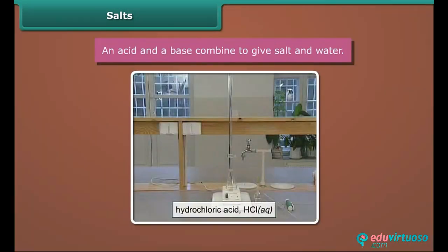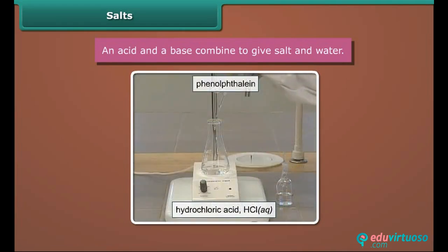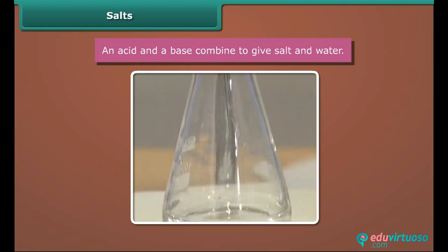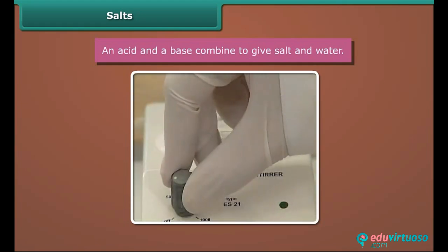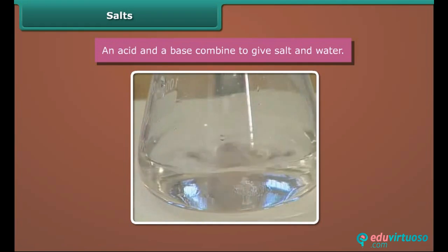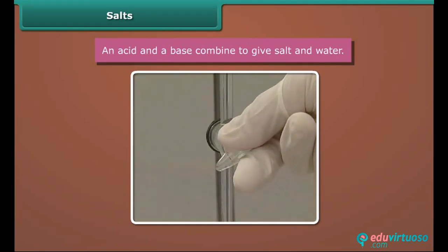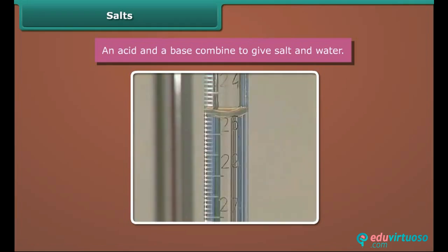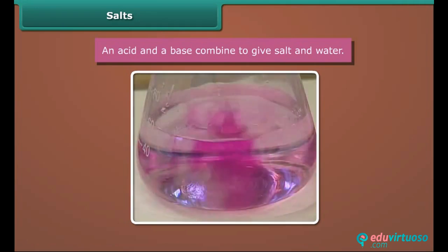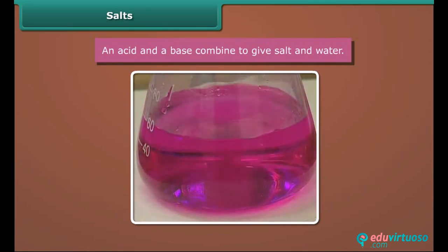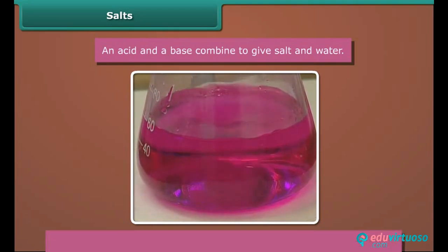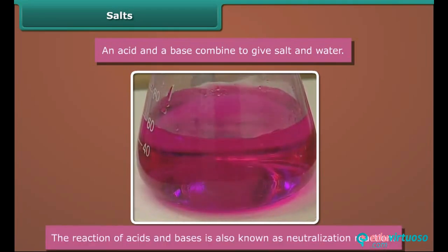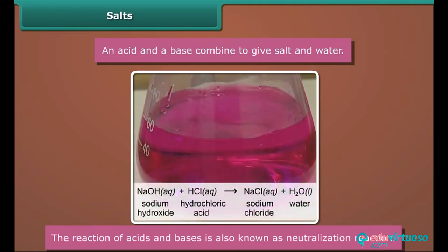Let's do the following experiment. Add some phenolphthalein to dilute hydrochloric acid. The indicator remains colorless in the acidic solution. Now we add a solution of sodium hydroxide in small portions. At a certain point, the indicator changes color, which means that the acid is completely neutralized by the sodium hydroxide and some excess hydroxide ions are present in the solution. The reaction produces salt, sodium chloride, and water. The reaction of acids and bases is also known as neutralization reaction.